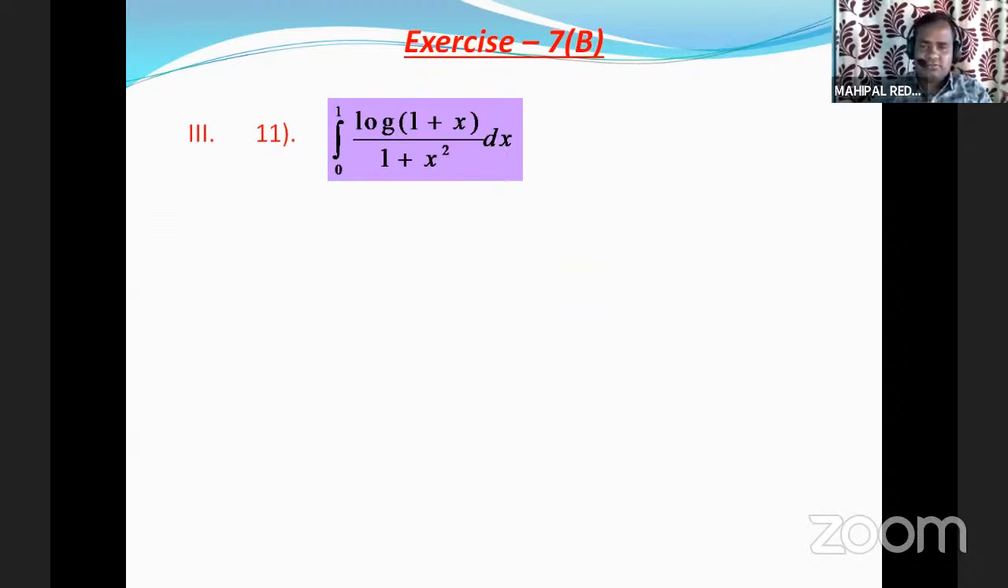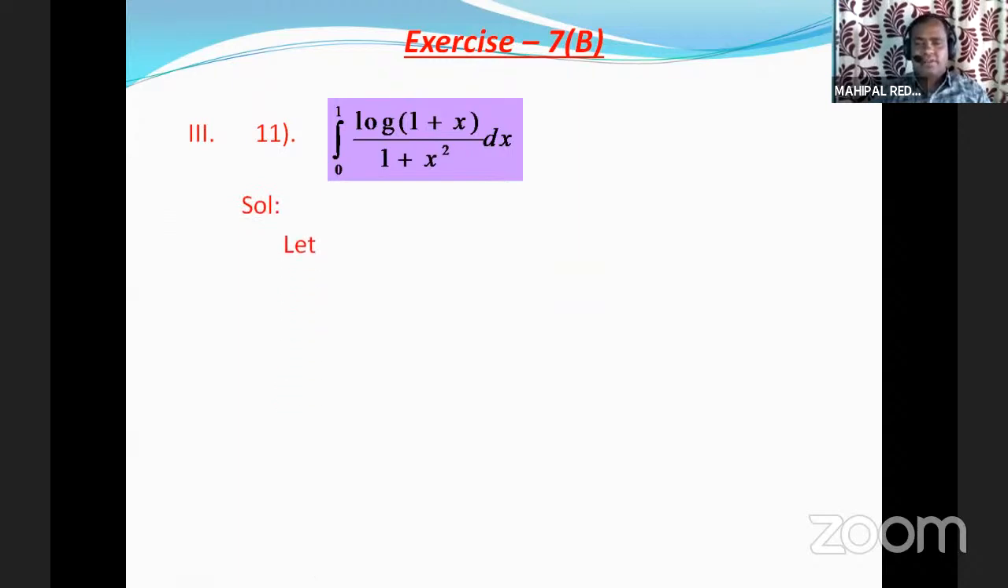Integration from 0 to 1 of log of (1 plus x) by (1 plus x square) dx. Dear student, this is a very important problem in the IP examination, repeated many times as the 7-mark question. So children, listen carefully. Solution.